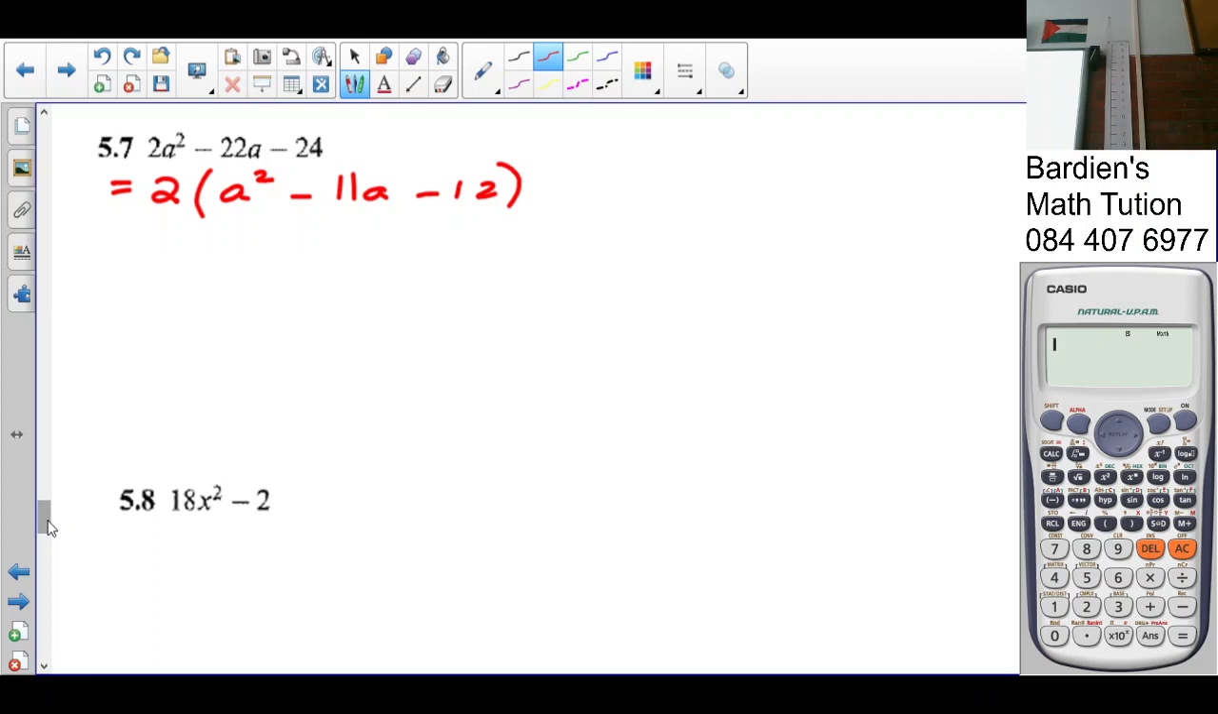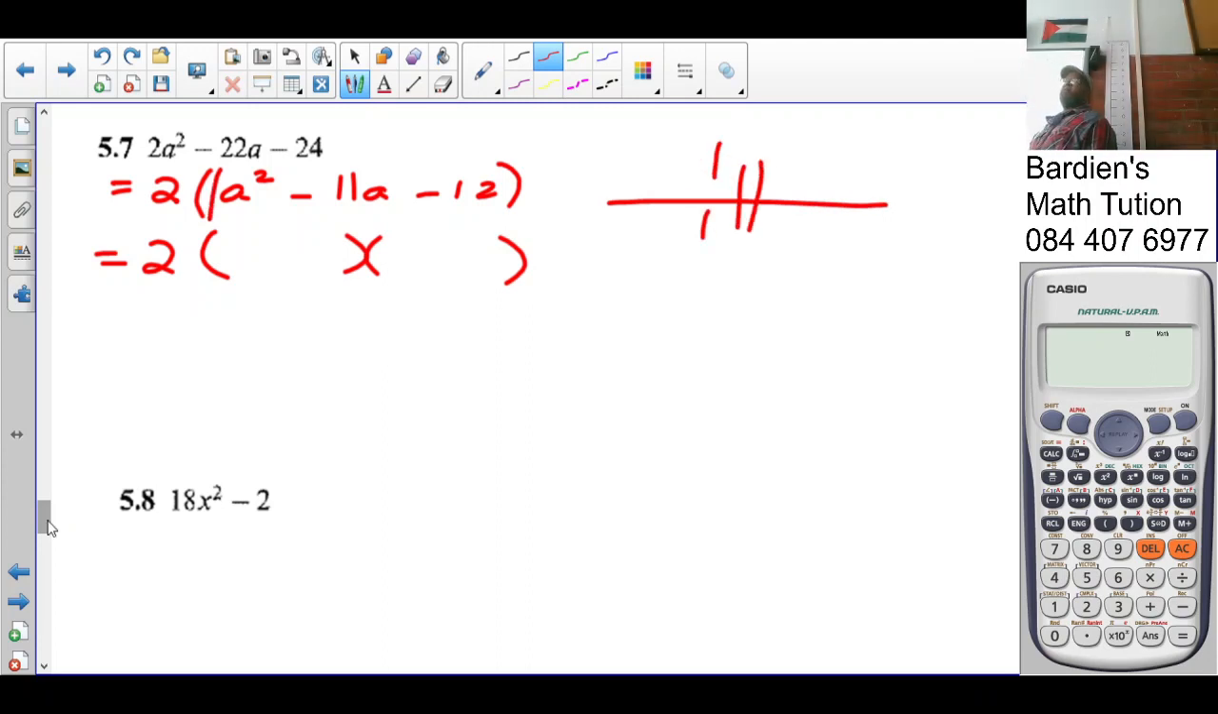Trinomial again. Not so? So we go again. If it can factorize, let's check. The factors of 1 is 1 and 1. Factors of 12? 1 and 12, 2 and 6, 3 and 4. We don't repeat here, because it's the same. 1 times 12 is the same as 12 times 1.